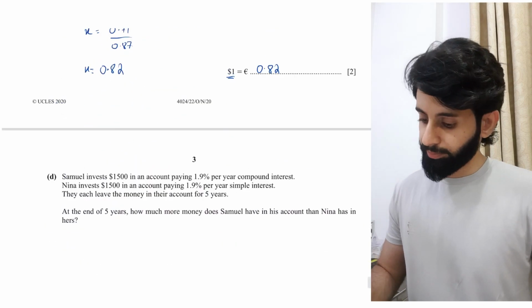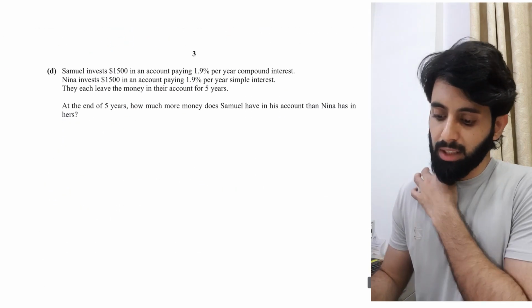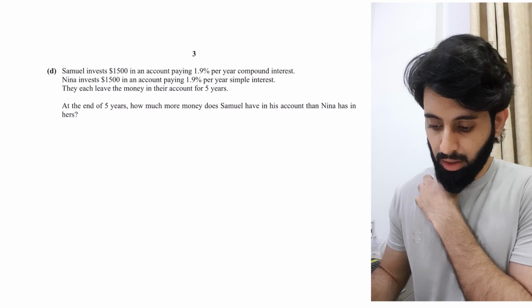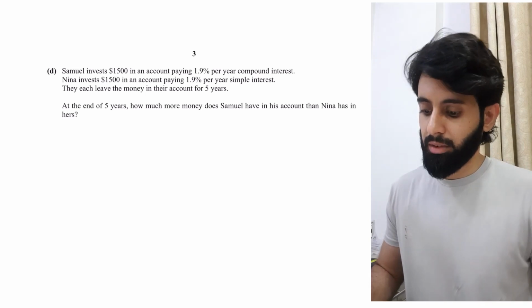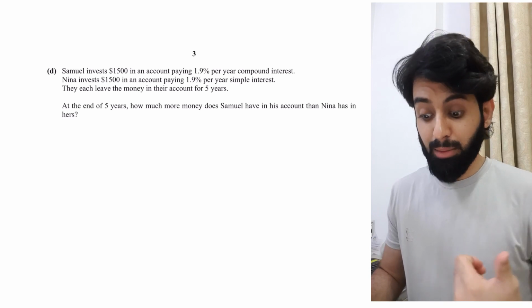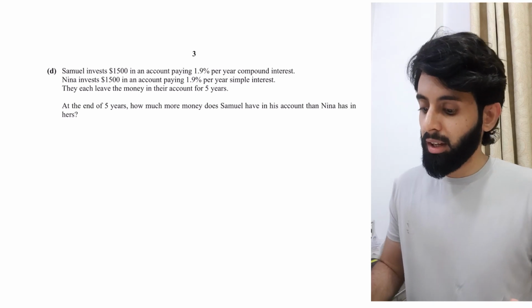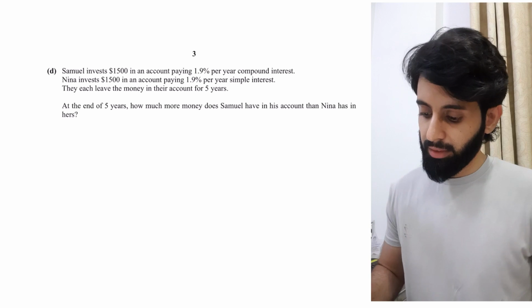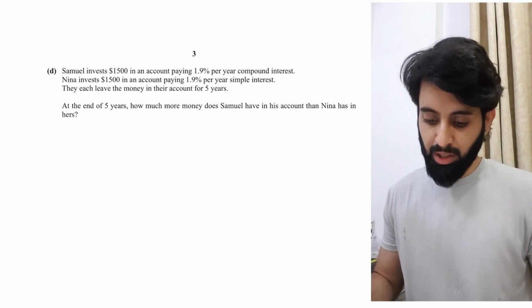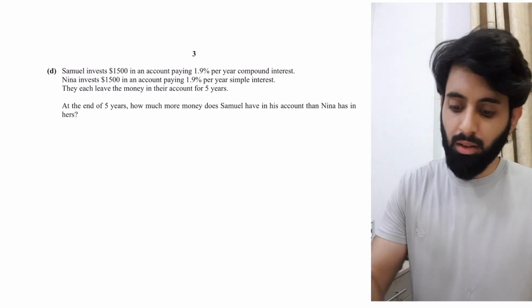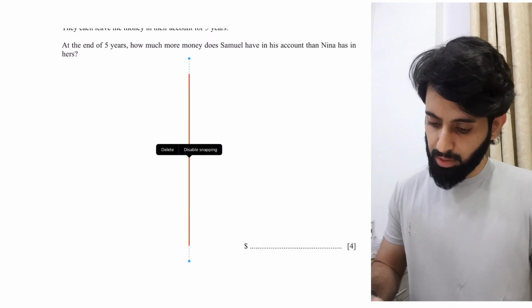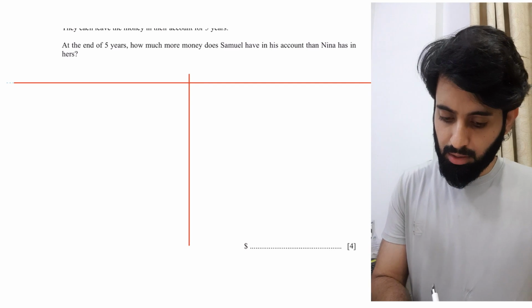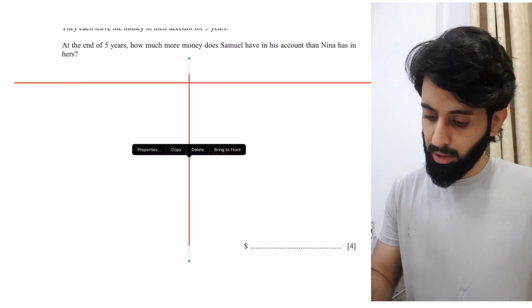So there you go. Alright, now we're at part D, which says Samuel invests $1,500 in an account paying 1.9% per year compound interest, Nina invests $1,500 in an account paying 1.9% per year simple interest. They each leave the money in their account for 5 years. At the end of 5 years, how much more money does Samuel have in his account than Nina has in hers?